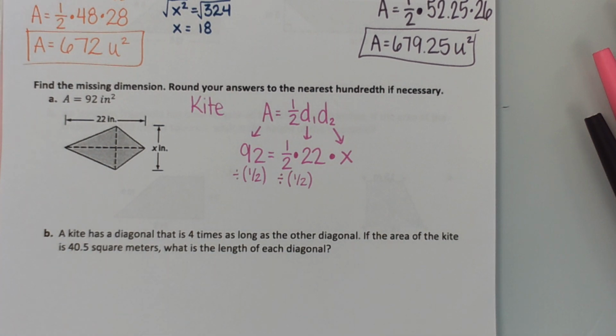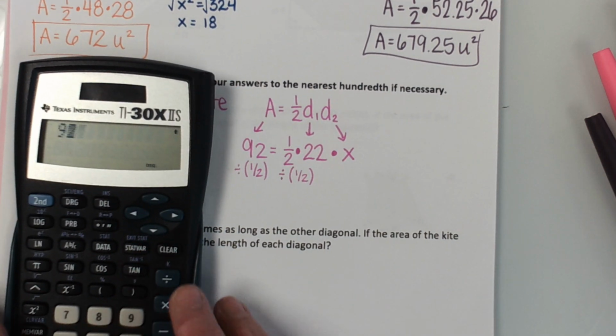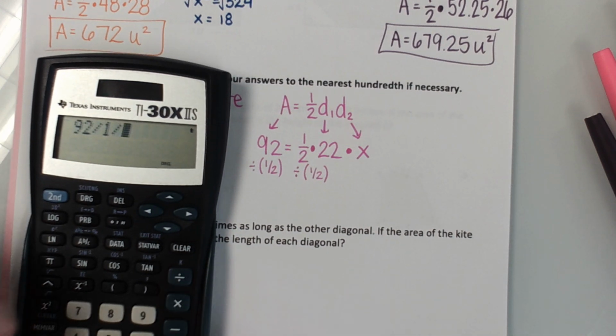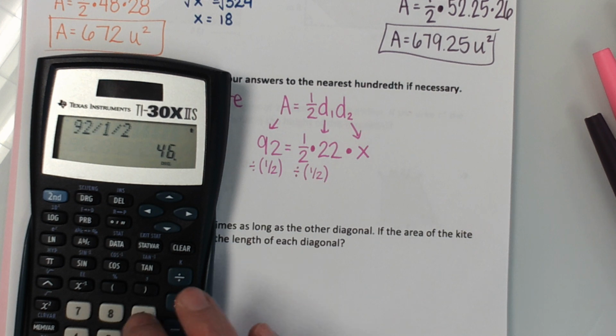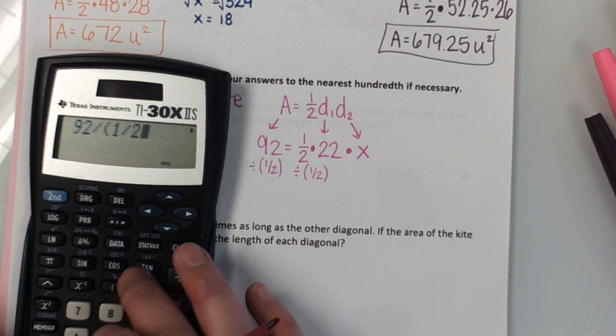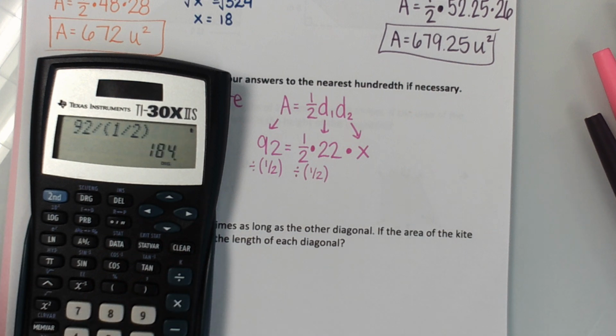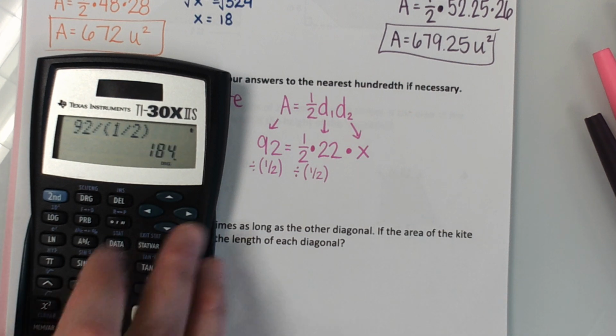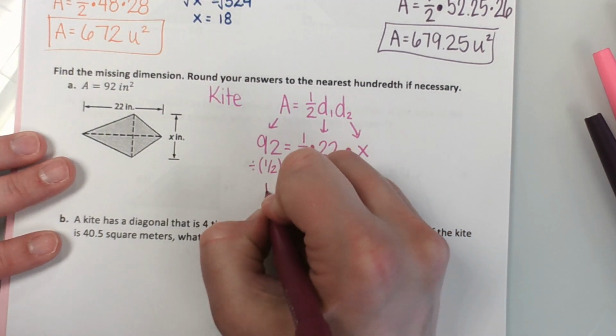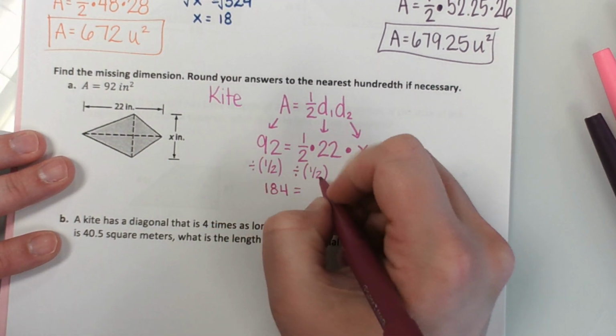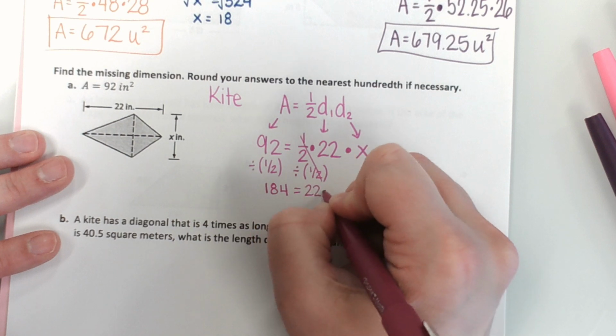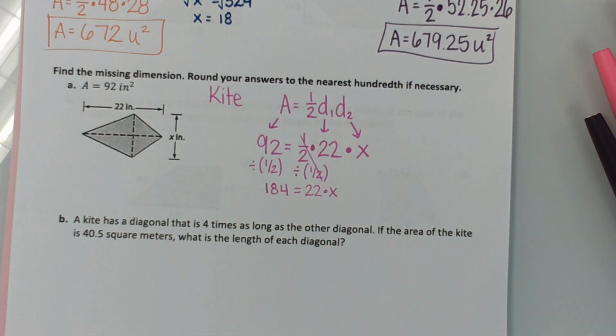If you do 92 divided by 1/2 without the parentheses, you'll get 46, which is not correct. 92 divided by 1/2, oops, it's 184. How does it become a bigger number if you divide by a half? Because to divide by a half is like taking every single 92 and dividing it into 2 parts and asking how many parts there are. If you take one thing and divide it in 2, you now have 2 parts.